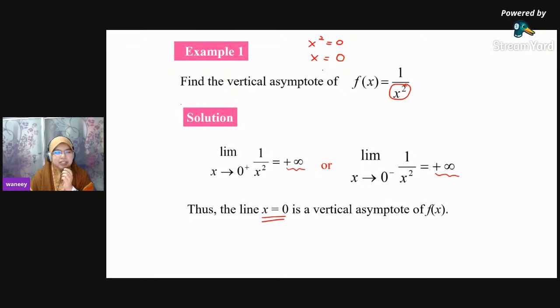Okay, so is that clear? Referring to your denominator, check your denominator, let it equal to 0 and check what is your value of x. So x squared equal to 0, that means x will be equal to 0. Therefore, you check the limit for x approaching 0 from the left-hand side and right-hand side. Either left-hand side or right-hand side, they will give you something with infinity. Therefore, we can say that x equal to 0 is a vertical asymptote for f(x).